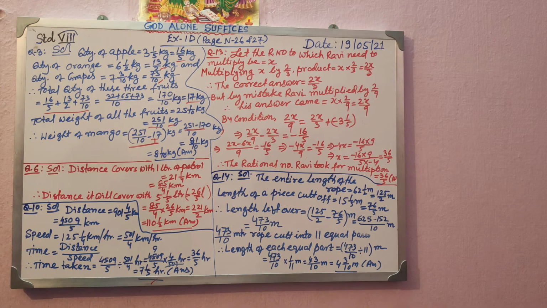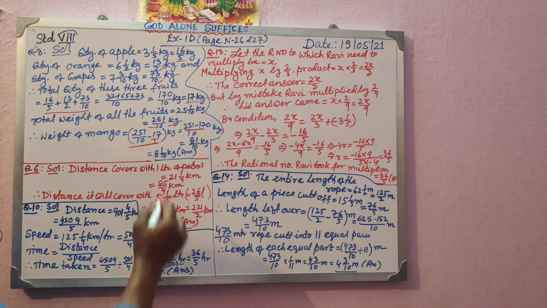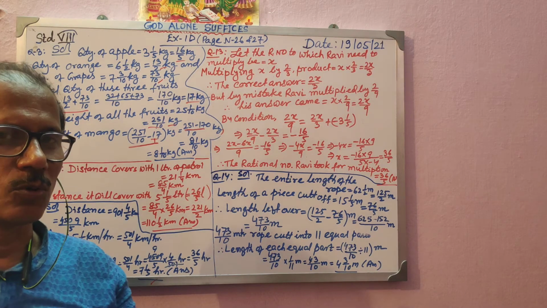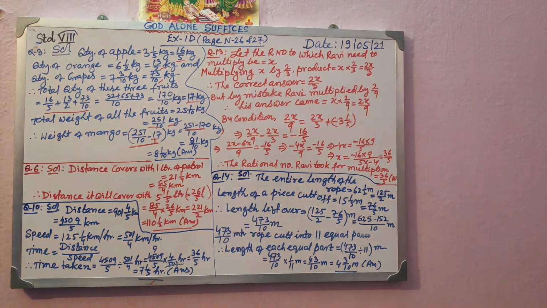81 by 10 kg will be the weight of the mango, which you convert into mixed number. It will be 8 whole 1 by 10 kg. So 8 whole 1 by 10 kg is the mango among the total weight of 251 upon 10 kg. Could you understand? That is the answer asked.